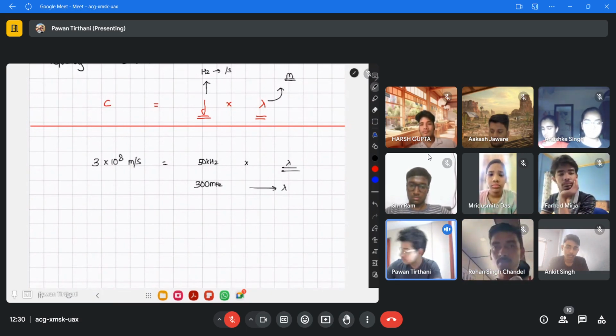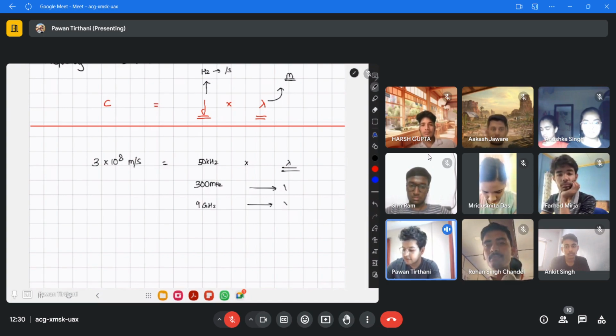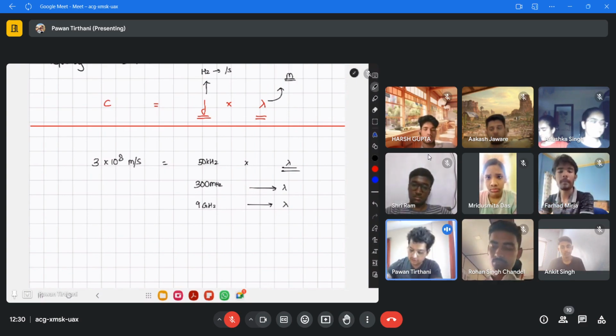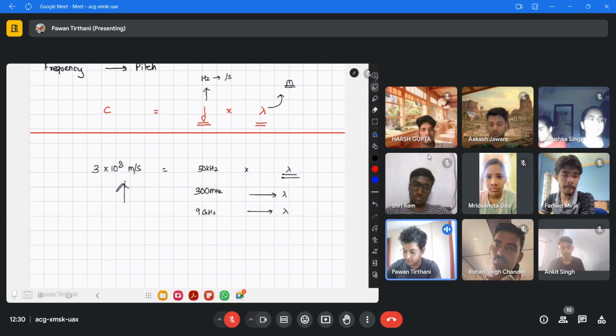You have the frequency of 9000, correction, 9 gigahertz, find out the wavelength. Take your calculators, guys. You have your phone also. You have this formula, you have this phone. I want you guys to find out the wavelength.